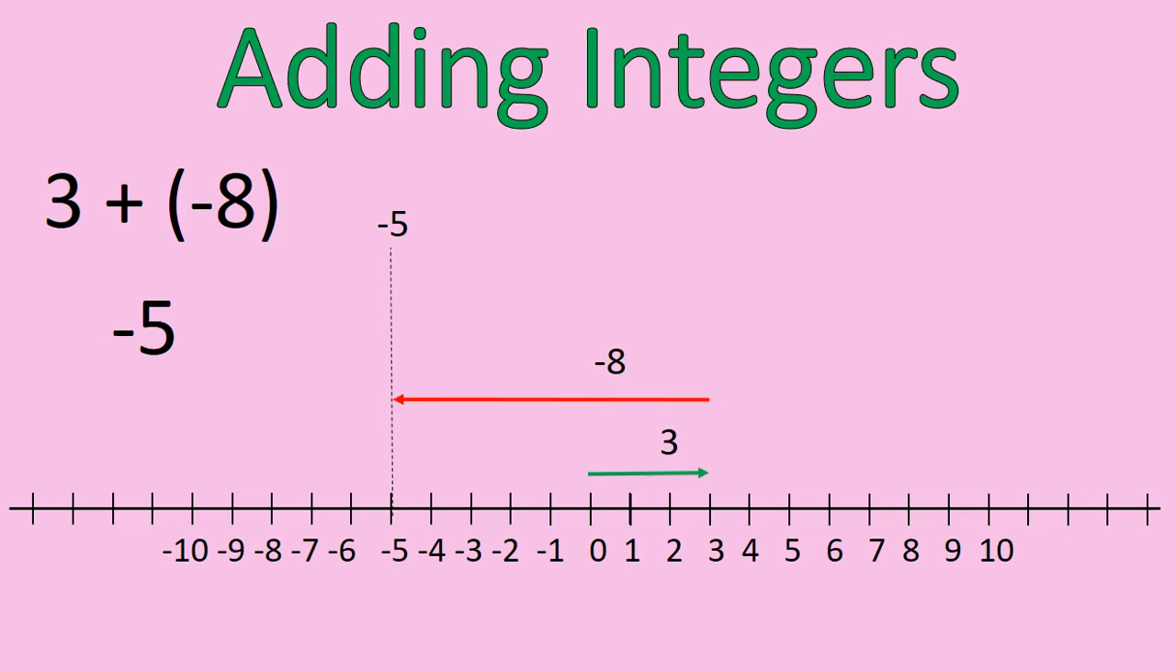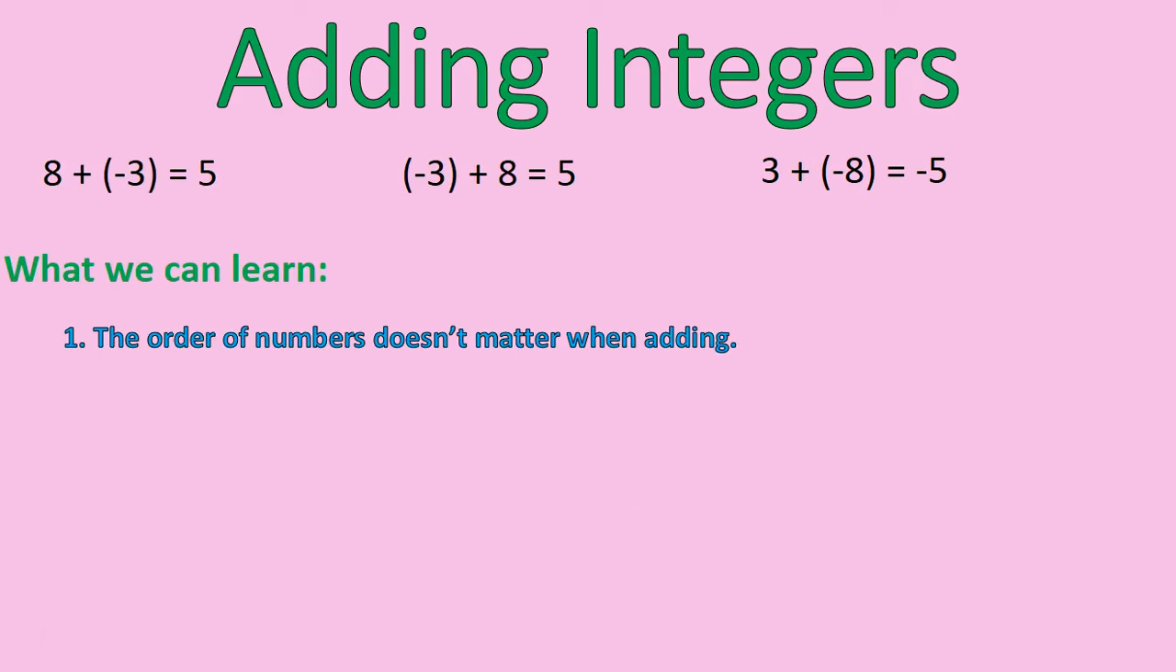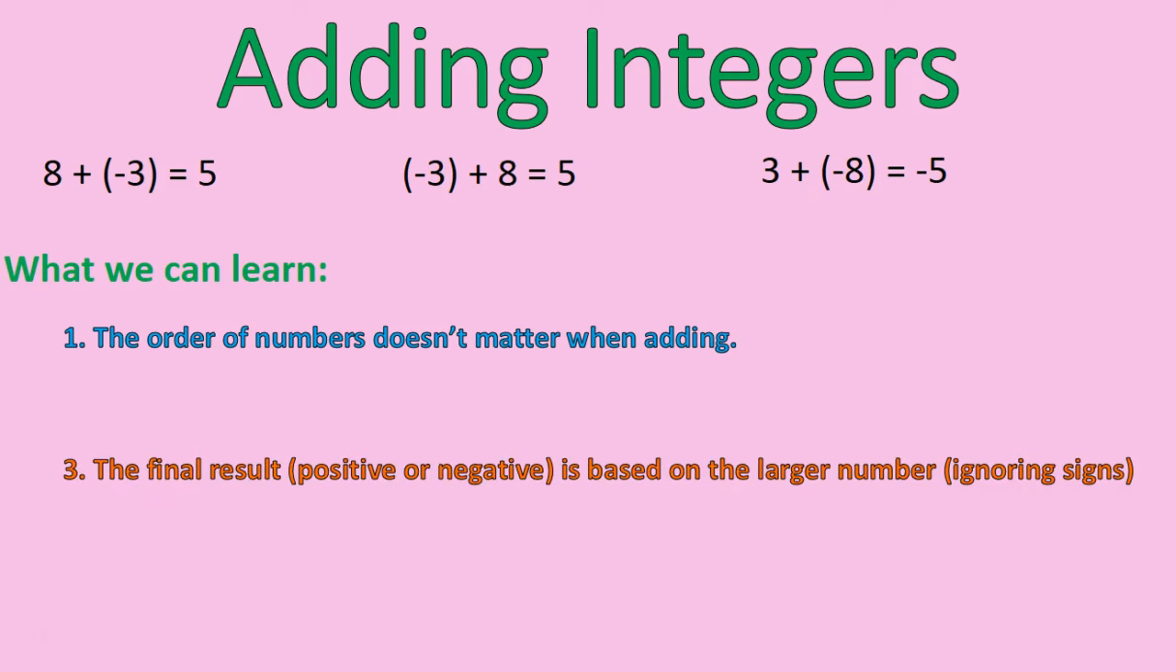So a couple of different things that we can learn from these three examples. Number one, the order of the numbers does not matter. We know that from our first two examples. The second thing that we can learn is that the final result, positive or negative, is based on the larger number. In our first one, the larger number was positive 8, and the answer was positive. In our second one, the larger number 8 was again positive. In our third example, the larger number 8 was negative, and then the result became negative.